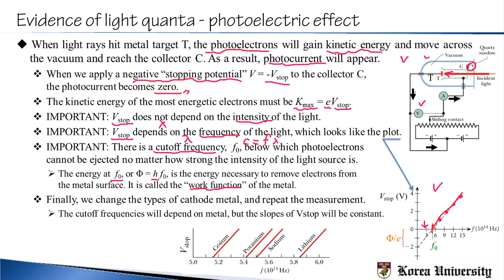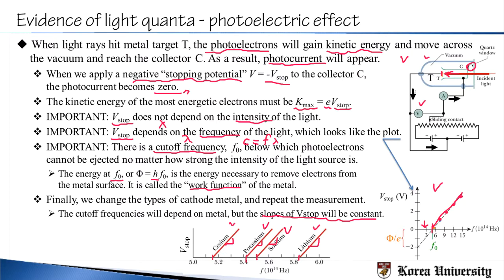But the important thing is that if you repeat this measurement several times using different types of metal, like cesium, potassium, sodium, lithium, like here, all of them have different cutoff frequencies, but nevertheless, the slope of this curve of the stopping potential as a function of frequency is exactly the same. This is very important. The slope of V-stop will be constant regardless of the type of metal. Okay, so this was what scientists already knew from the experiment.